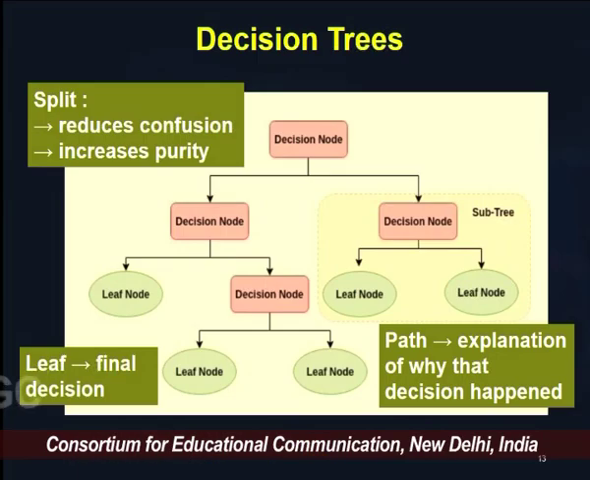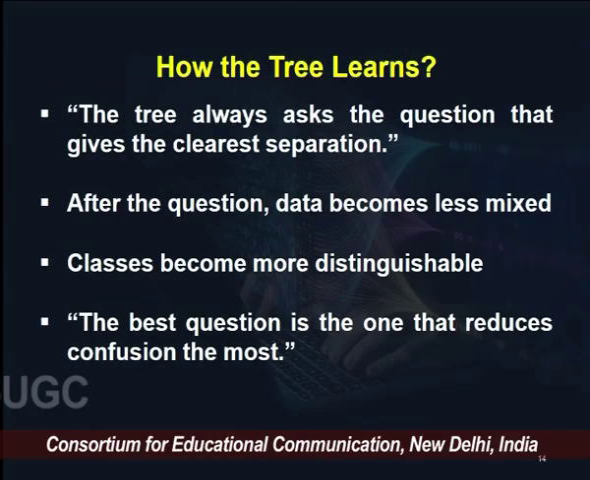As you can see, at the root level the entire problem appears in front of you, right, and every split would reduce the confusion and move towards the certainty level. So, how does the tree learn? The tree always asks the question, as I told you, that gives the clearest separation, and after the question the data becomes less mixed, less noisy, or clearer, and the classes become more distinguishable. I wanted to reach a specific class, right. So, the best question is the one that reduces the confusion the most, and the overall idea is that if I can reach a decision in the minimum number of questions, that is the overall aim of decision trees.